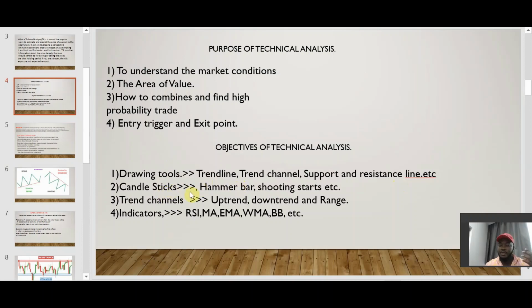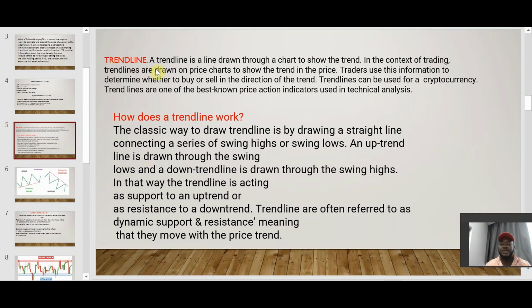As we go on, I'm going to show you trend lines, candlesticks, trend channels, and indicators. These are mostly what, when combined together, make a good technical analysis in crypto or in stocks. Okay, now let's go. What are trend lines?